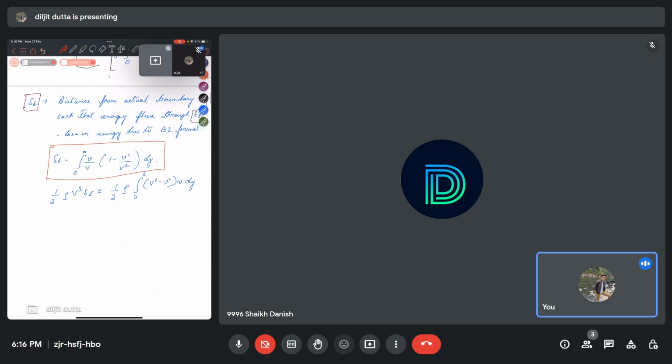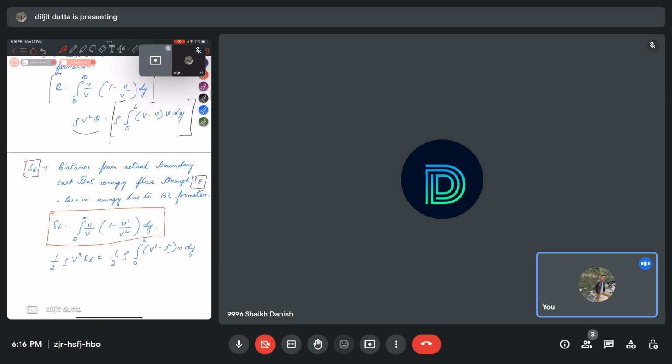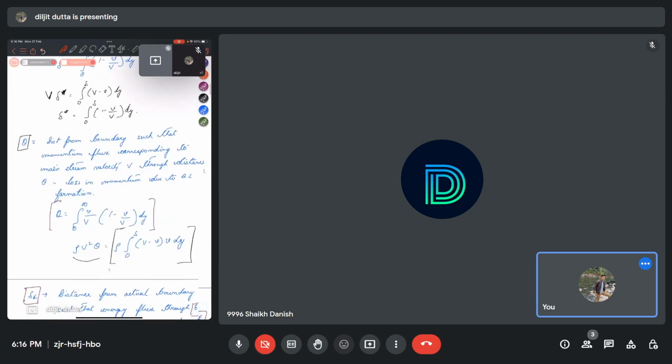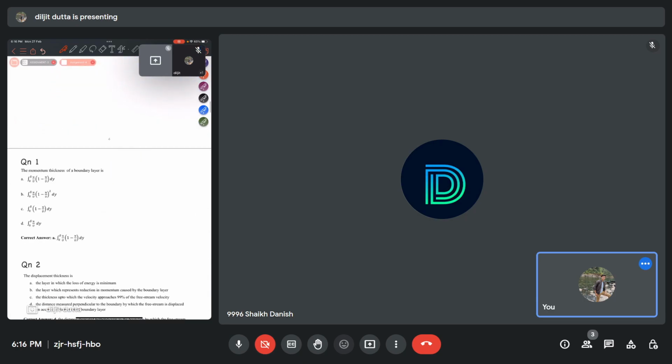Based on these definitions, there are some questions. The first question is the momentum thickness of a boundary layer. We already discussed the momentum thickness is given by v by V into (1 minus v by V) dy. So it is option A.